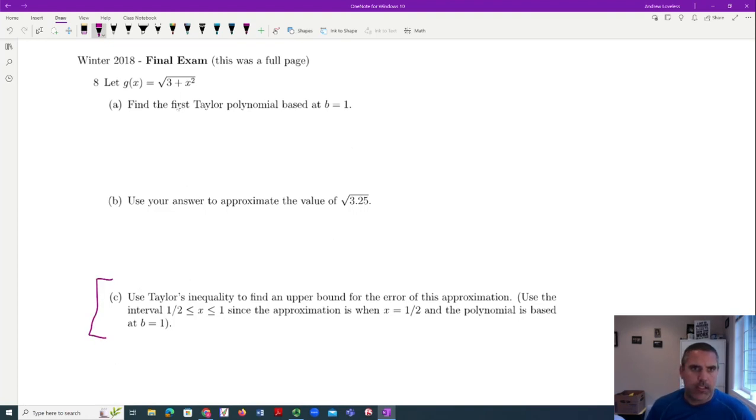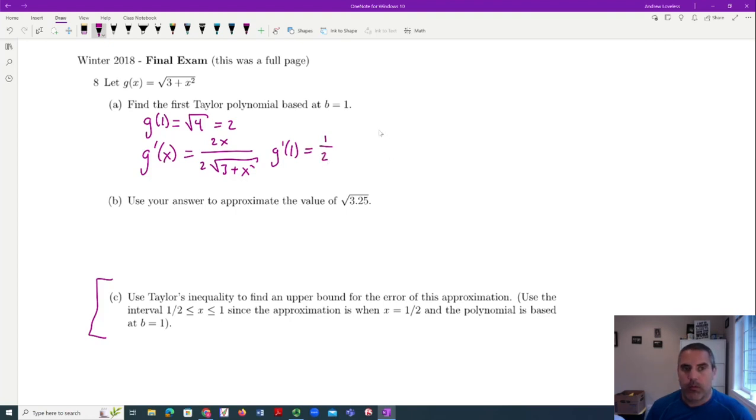So this question says, find the first Taylor polynomial. So g of 1 is the square root of 4, which is 2. G prime of x is 2x over 2 times the square root of 3 plus x squared. So g prime of 1 equals 1 over 2. And now we have our first Taylor polynomial. That's not what I wanted to talk about, but let's get ourselves there.